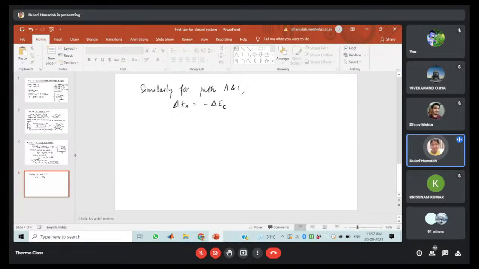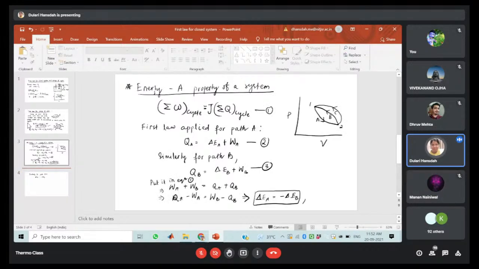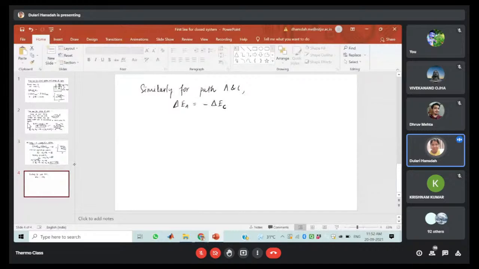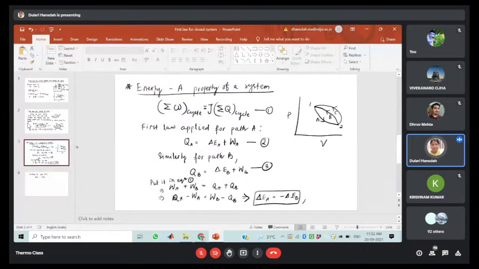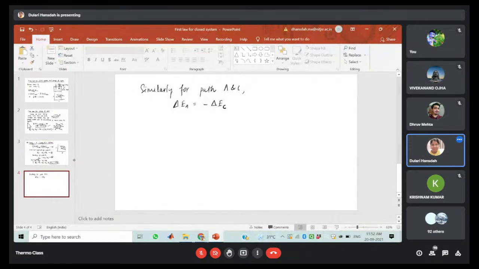Okay, so if you are observing both the equations, here the left hand side is the change in internal energy in the path A, and both will be the same in case of path A and B and path A and C. So these two equations will give you delta EB is equal to delta EC.